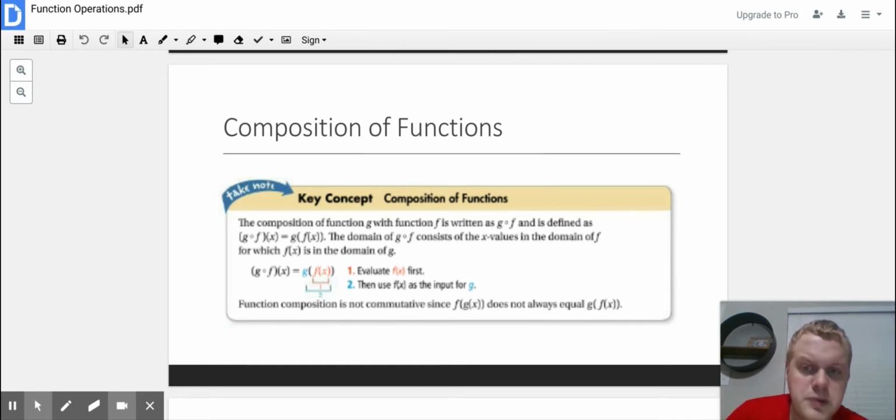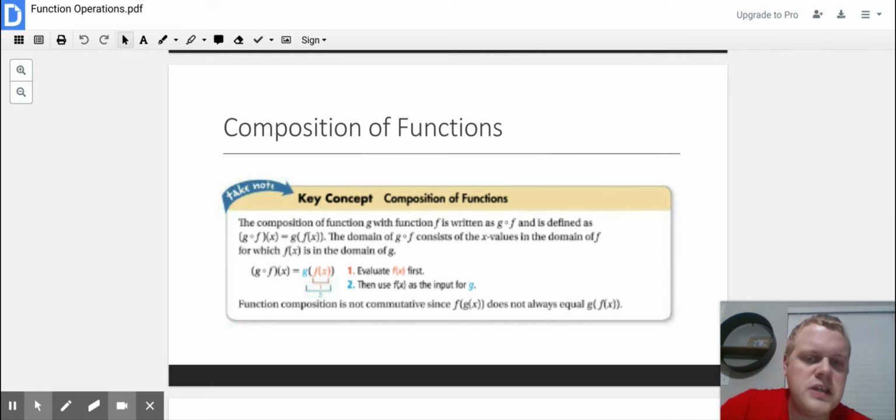Our first step is to rewrite it. Which letter is closer to the x? In this example, it's the f. That's why f is on the inside there. So the letter that's closest to the variable, or our x pretty much, is going to be the one on the inside there. So it's g of f of x.